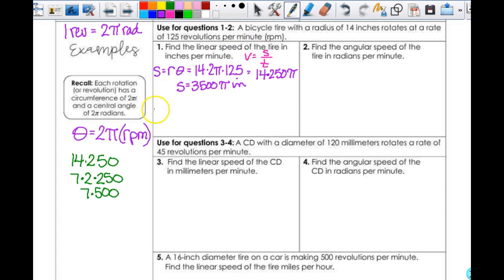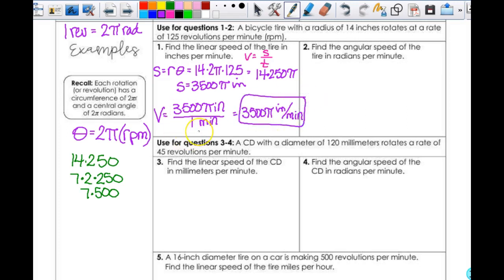So my velocity is 3,500 pi inches over. The RPMs were revolutions per minute. This is for every 1 minute. So for every 3,500 pi inches, there's 1 minute, which means then I write this as 3,500 pi inches per minute. And there's a reason that I'm having you write them like this first. We'll get to that in just a minute.